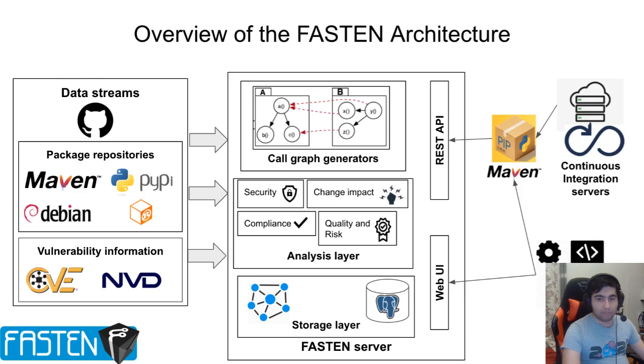In the middle, we have the Fasten analyzers. The most important one is probably the call graph generator, or the core analysis. We have the analysis layer, which uses the call graphs for security analysis, compliance, quality and risk, and change impact analysis. And we have the storage layer to store the call graphs and the results of the analysis layer in the Postgres database or in a graph database like RocksDB.